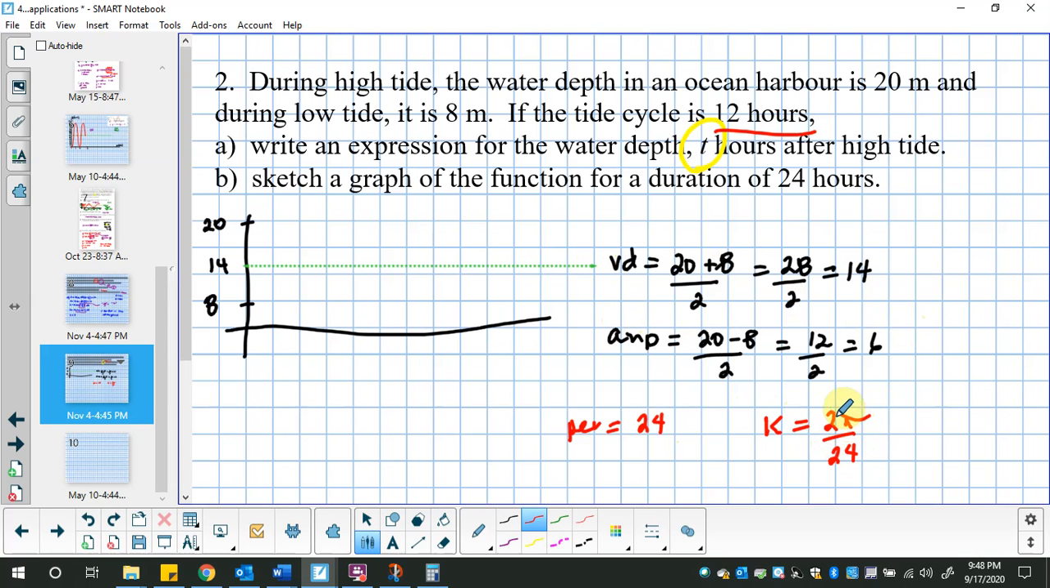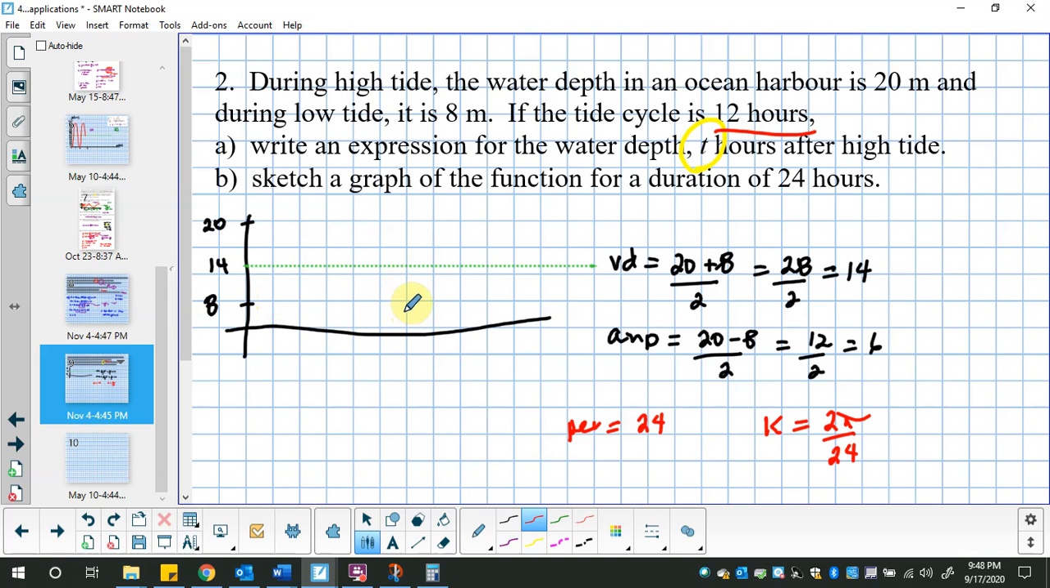Here's the problem. I don't know how to draw my doodle, and if I don't know how to draw my doodle, I can't write the expression and I can't sketch the graph. And the reason is because I haven't told you whether the picture starts at high tide, whether it starts at low tide, whether it starts at the vertical displacement. I have no idea. So you can't draw the picture.